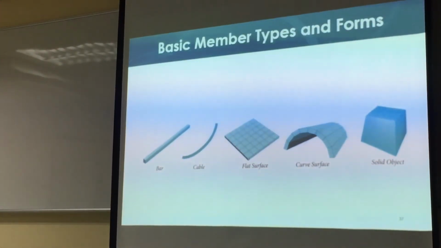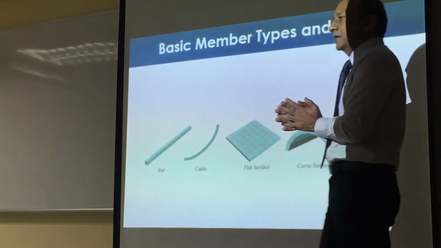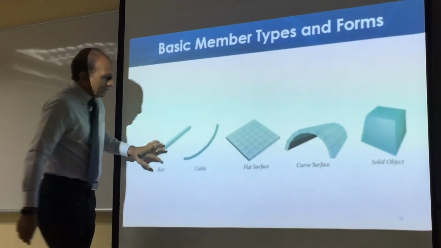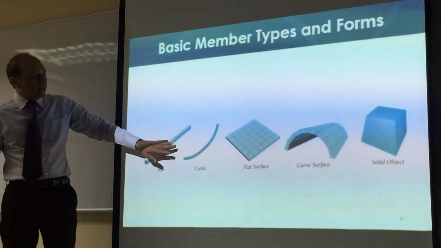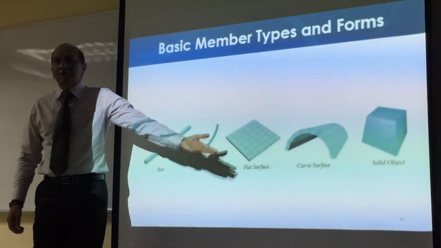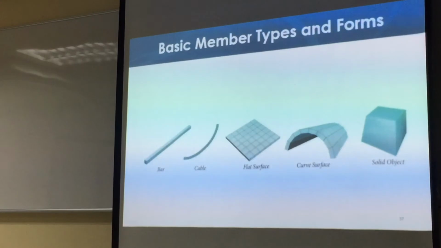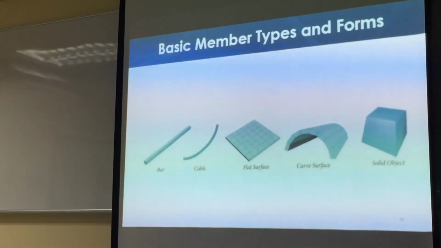This is the hierarchy or the top level member types that we deal with. So we deal with these types of members. Please understand it carefully. Bar type, cable type, surface type, curved surface type, and solid type. Everything around us can be constructed from these basic types. Can you think of another which is not covered here? Please challenge me always. I know I could be just equally wrong.